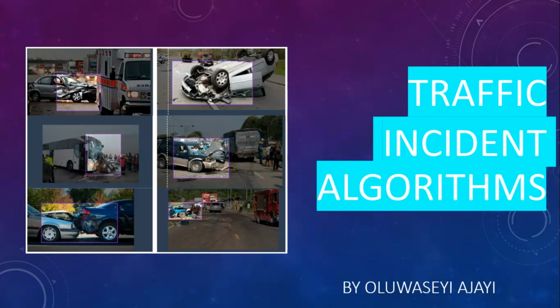The actual accident or the actual incident is the primary incident. So any other incident arising from the primary incident is what we call the secondary incident.